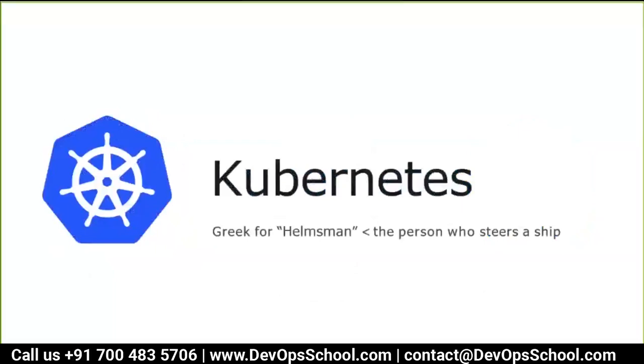Now, what is the meaning of the name? Where does this name come from? So the Kubernetes name has come from a Greek word, and that is called helmsman. The meaning of this word is the person who steers a ship. We call it in Greek helmsman. The person who steers a ship.